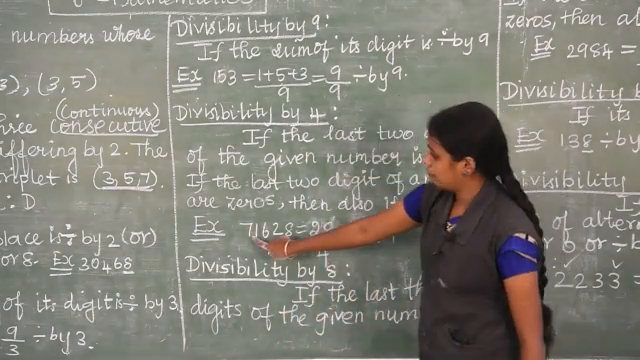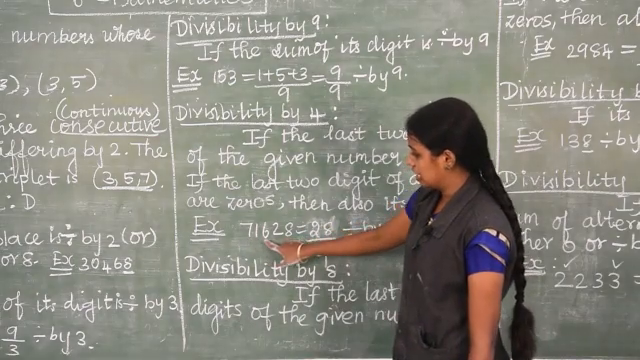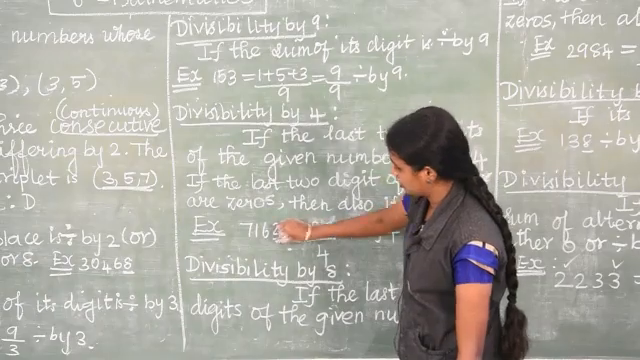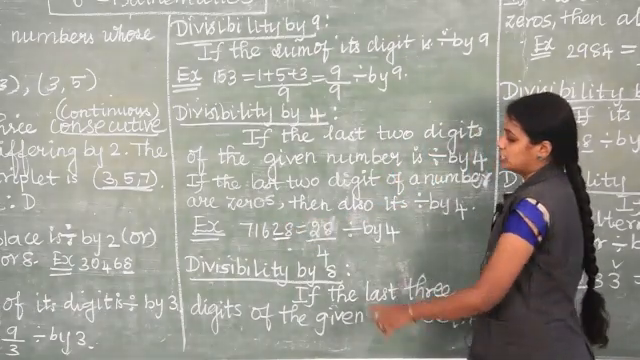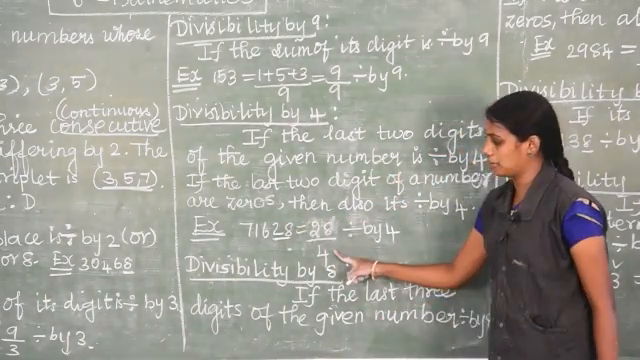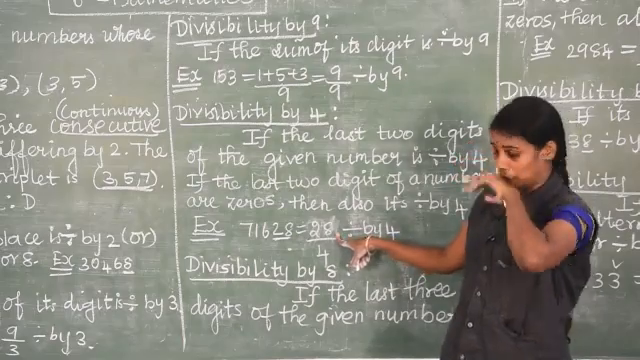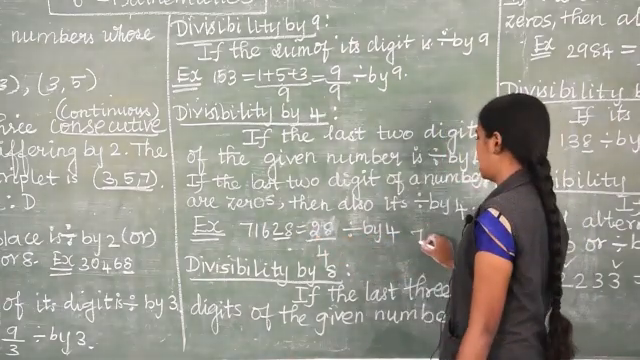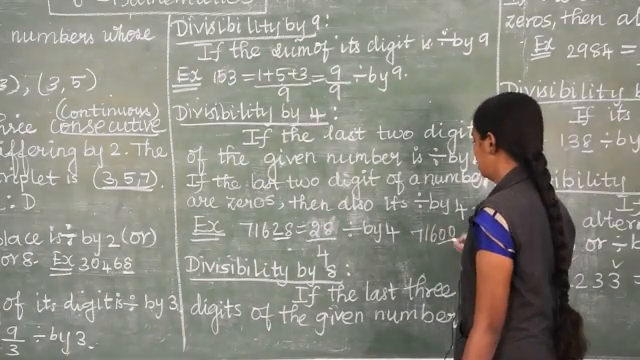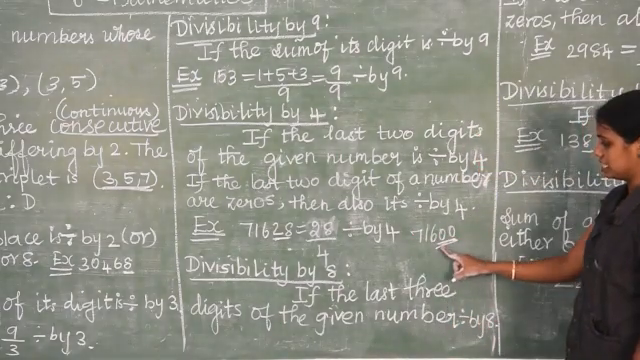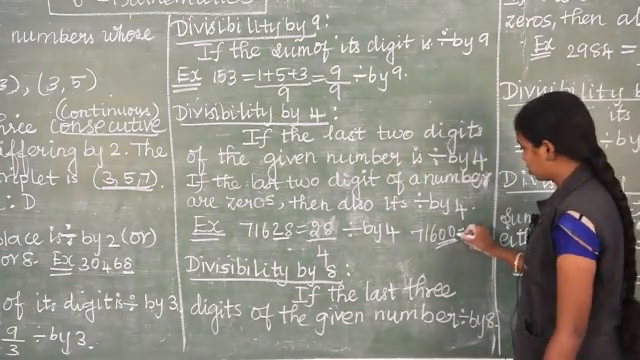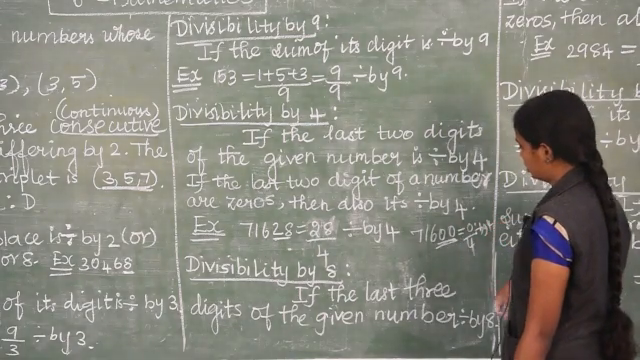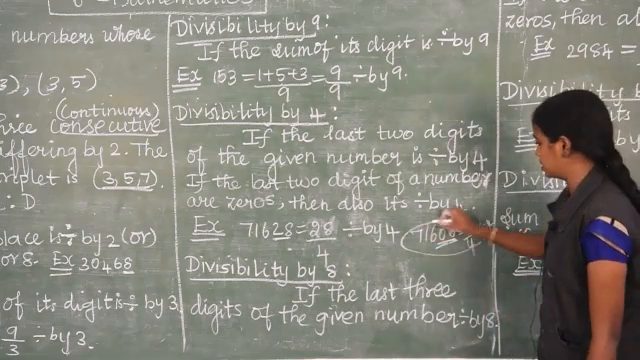Here is the number for example, 71,628. The last 2 digits, what is that? 28. 28 divided by 4, in the 4 table, 28 will come. Yes or no? So it is divisible by 4. If you have 2 zeros in the last 2 digits, it is also divisible by 4. This is for the example.